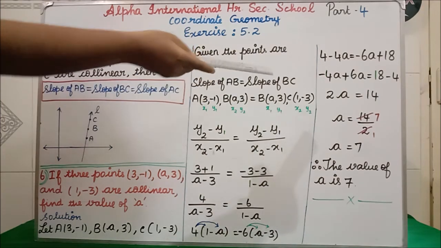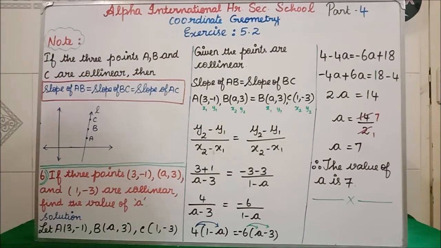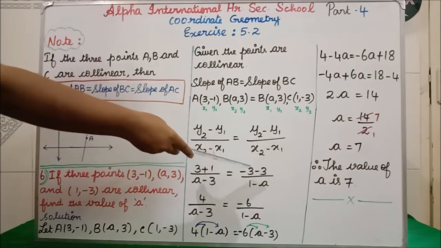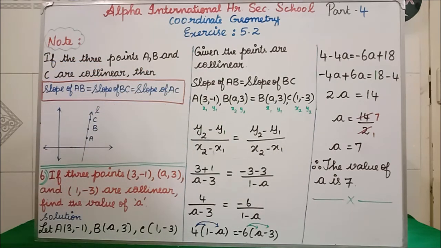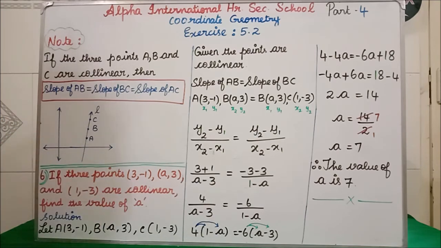Here also, slope of BC means the 2-point formula only. There also I am using the same formula. Y2 value is minus 3, y1 value is 3. In between the minus sign, so minus divided by x2 minus x1, 1 minus a. 3 plus 1 is 4, divided by a minus 3. Equal to minus 3 is what? Minus 6 divided by 1 minus a.